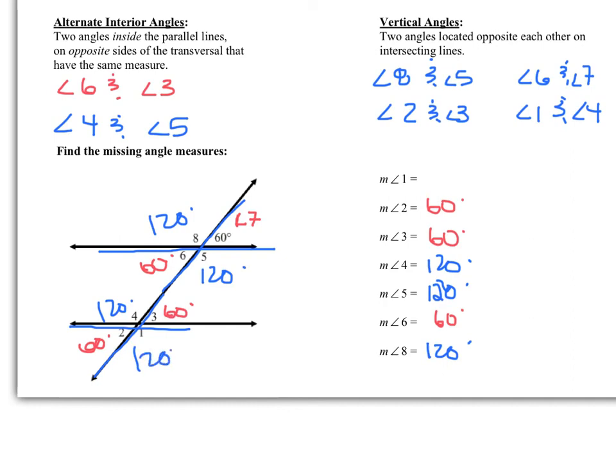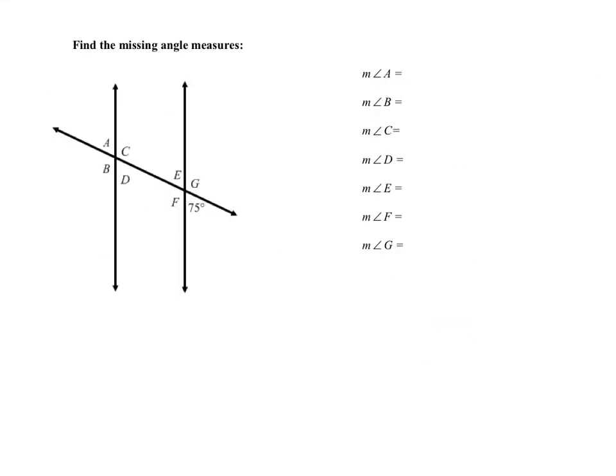And then 1 would also be 120. It could be because it's vertical to 4, it's supplementary to 3 or 2, it corresponds to 5, and it's alternate exterior to 8. So given this one angle measure of 75, you're going to find the measures of angles A, B, C, D, E, F, and G. Pause the video, press play when you're ready to check your answers.